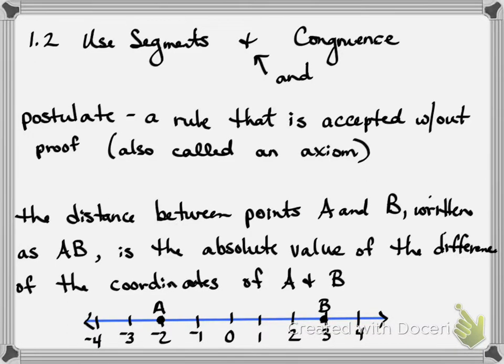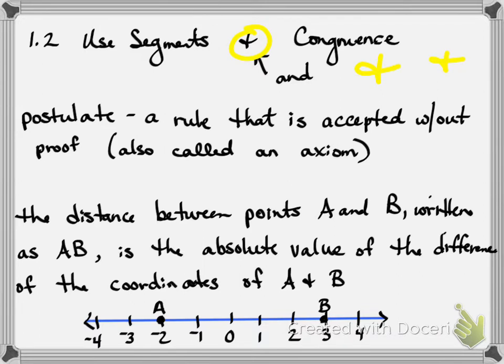Section 1.2, Use segments and congruence. One thing I want to point out before we get going is this little symbol here. That is my quick and easy symbol for "and." You've seen it probably, but I just wanted to be sure. It's not a plus sign. It's like this symbol, except sometimes I just write it too fast and it looks more like that.